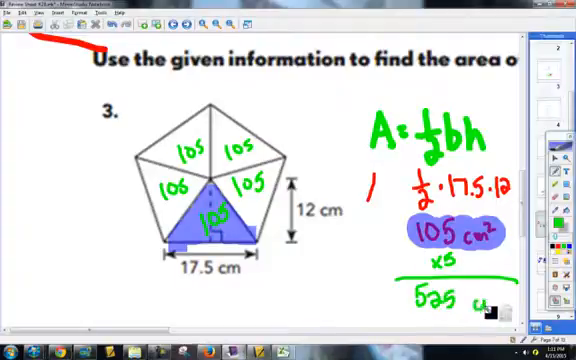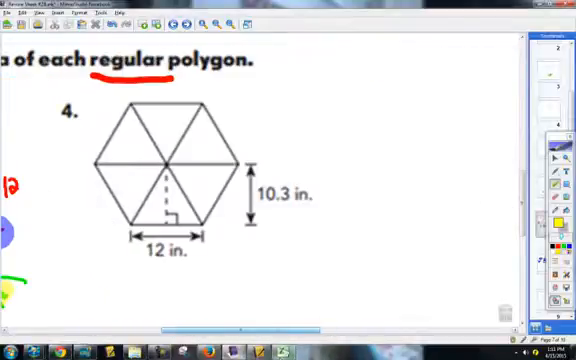525 centimeters squared. How many points do you think this is going to be worth? 3. Formula, answer, units. Same thing. Formula, answer, units. Everybody got that? Okay. I would like everybody to try this one right here, please.